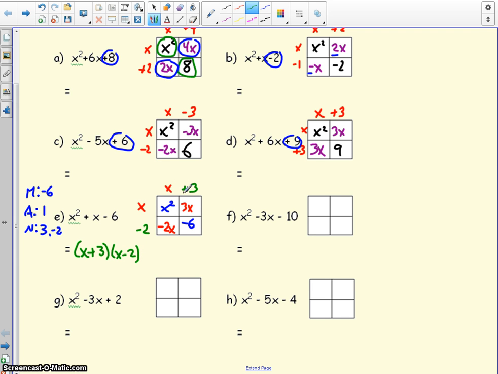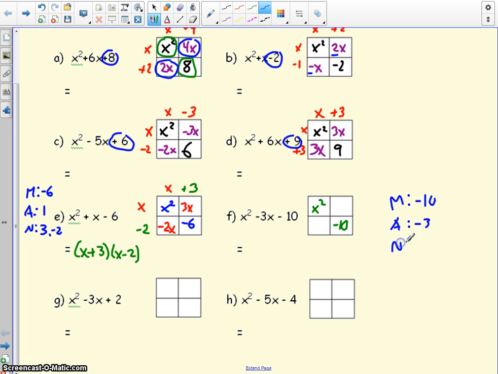Okay, let's try and look at one other one just to be sure. So let's try looking at f. So with f, we have x squared minus 3x minus 10. So I'm going to take my x squared, put it in the top left, my minus 10, put it in the bottom right. And here I'd be looking for two numbers that would multiply to give me negative 10. So multiply to my C value, but add to my B value, which in this case is negative 3.